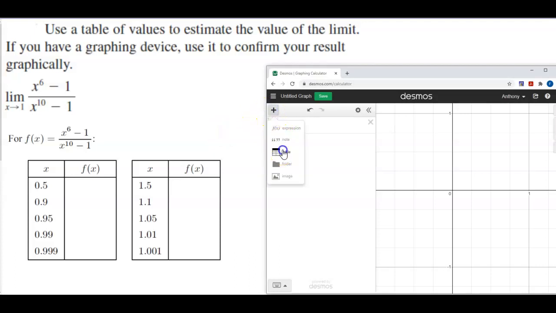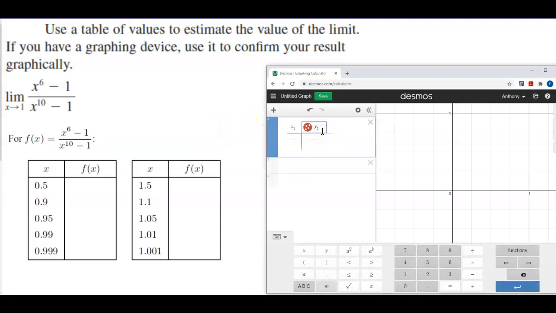So we'll go ahead and use a table here. We're going to put in our function. So our function is (x^6 - 1) divided by (x^10 - 1). Okay, so let's go ahead and put in our data values.